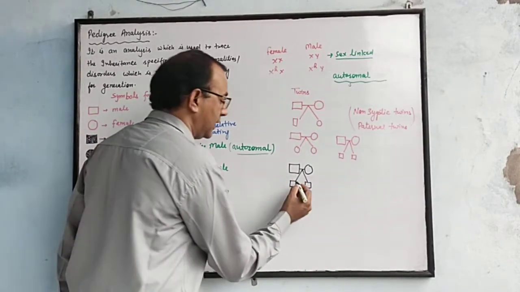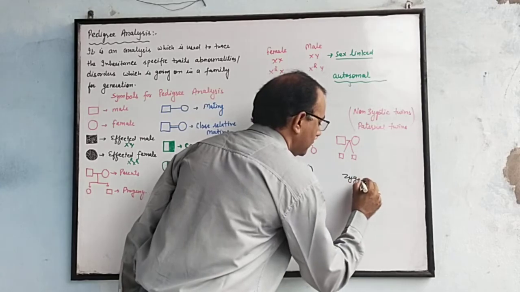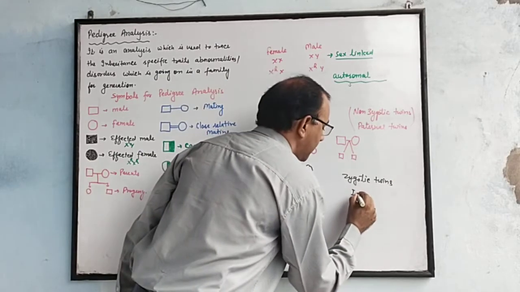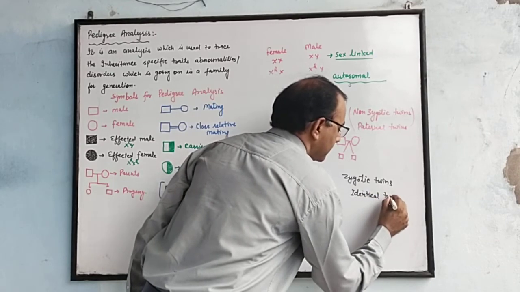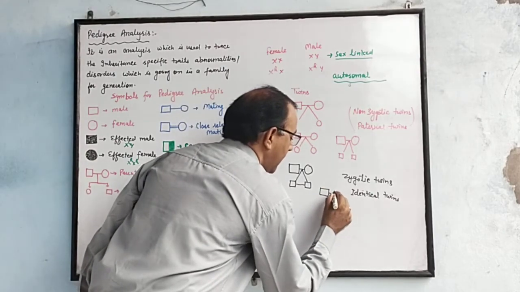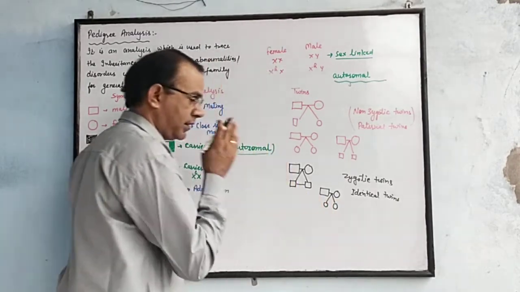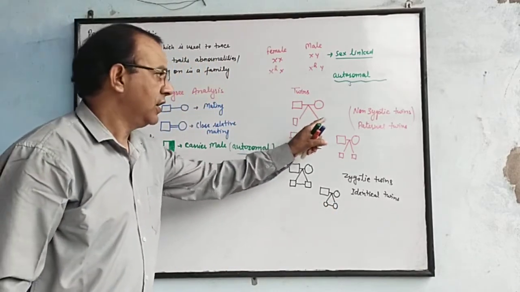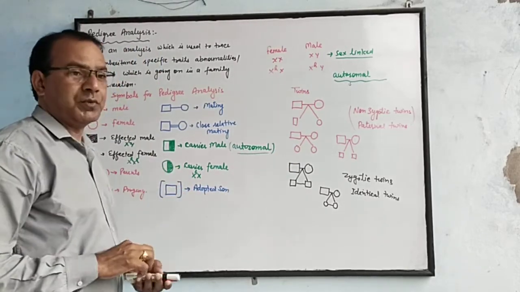These progeny twins are represented by being connected with a horizontal line. This is monozygotic twins, or you can say identical twins. There are only two possibilities, both female or both male, but in identical twins, both twins are connected with a horizontal line, not in dizygotic or fraternal twins. Clear? One more symbol is for the male or female.